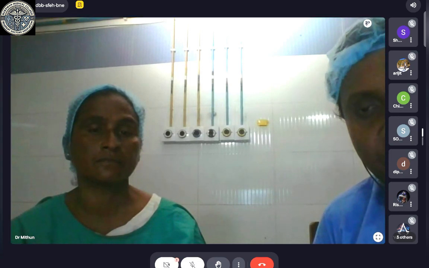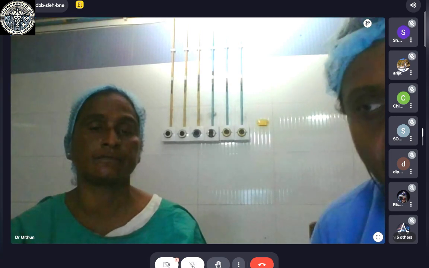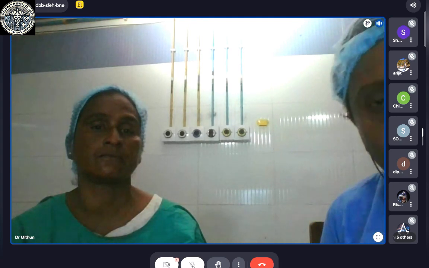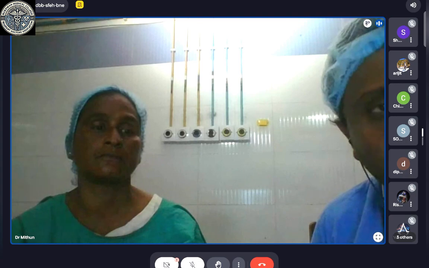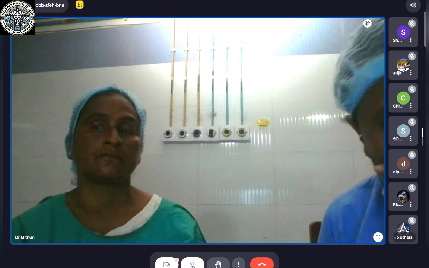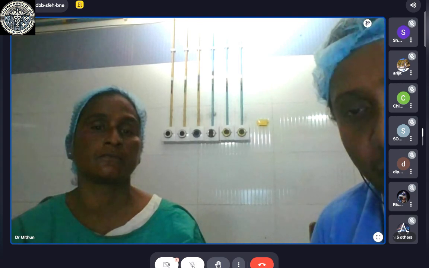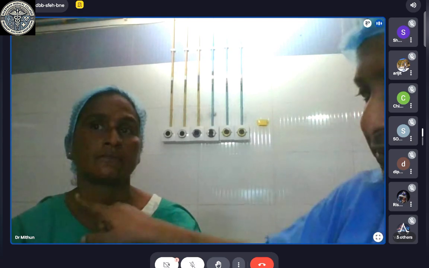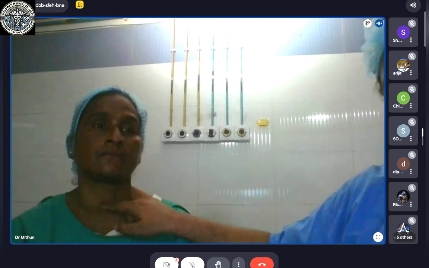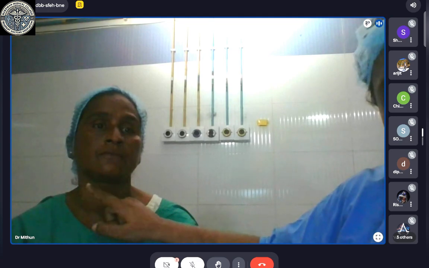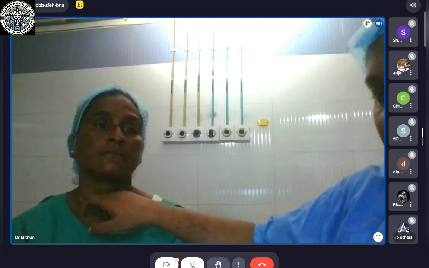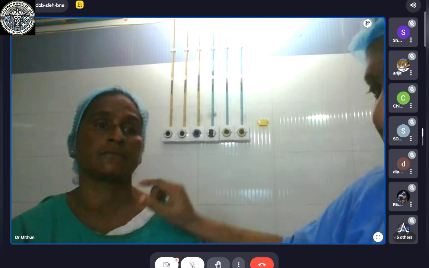First, you have to identify if it's a goiter or it's a solitary thyroid nodule. So identify both terminology. What do you mean by goiter? Diffuse enlargement of single or both the lobes is known as the goiter. So diffuse enlargement of right or left or both the lobes is known as the goiter.